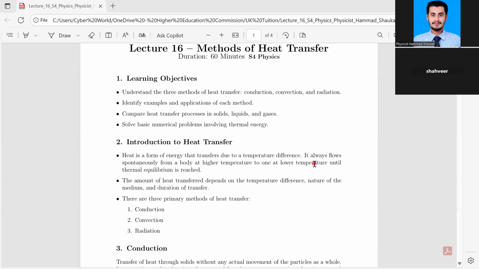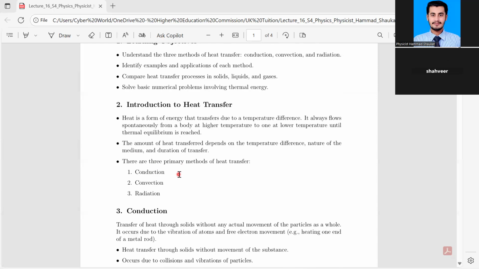So it's a form of energy and it always flows from a body at high temperature to a body at lower temperature until thermal equilibrium is reached. Heat flow stops when the temperature of both bodies is the same. At that point, we can say that our bodies have reached the thermal equilibrium condition, when the temperature of both bodies remains constant.